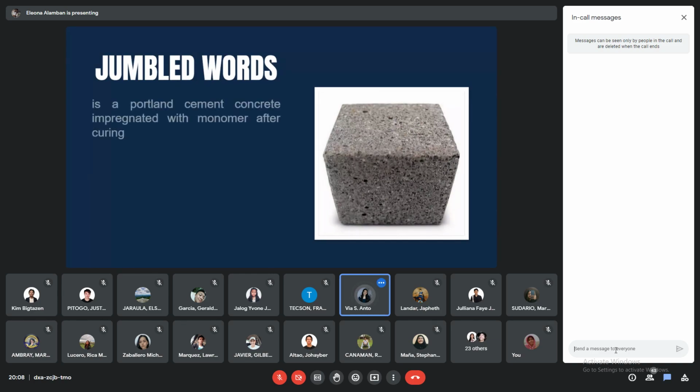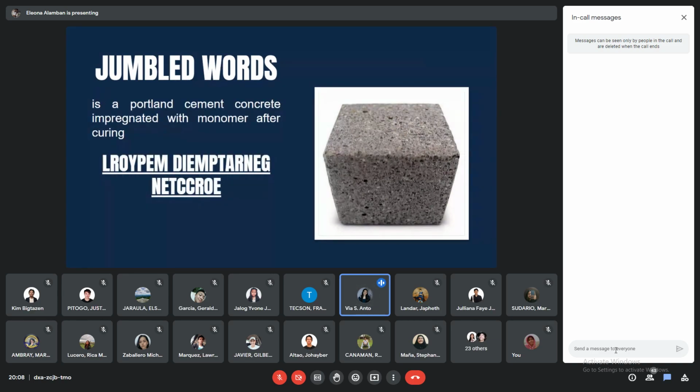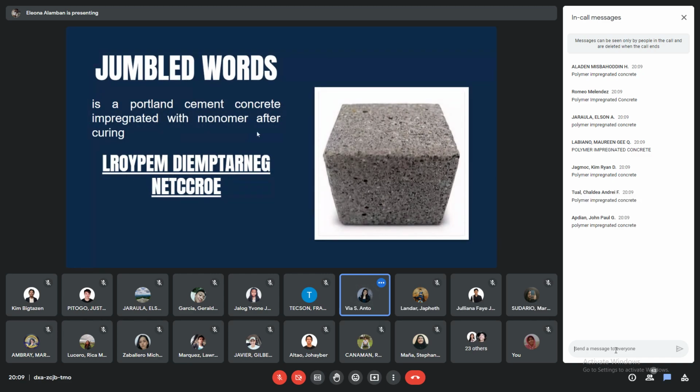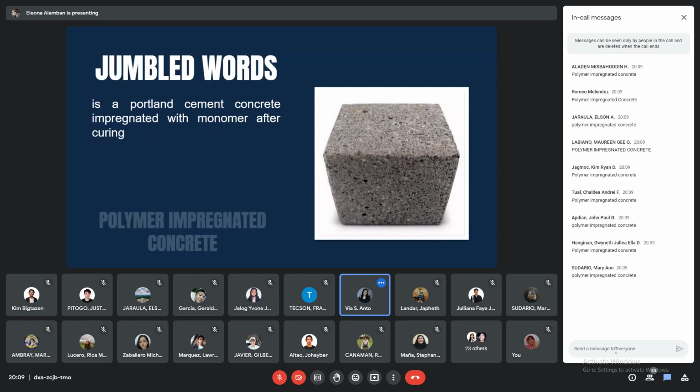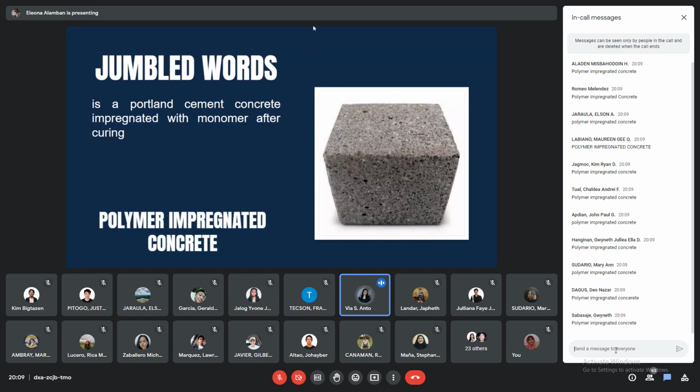So, jumbled words. It is a Portland cement concrete impregnated with monomer after curing. Who got it first? So, the correct answer is polymer impregnated concrete.